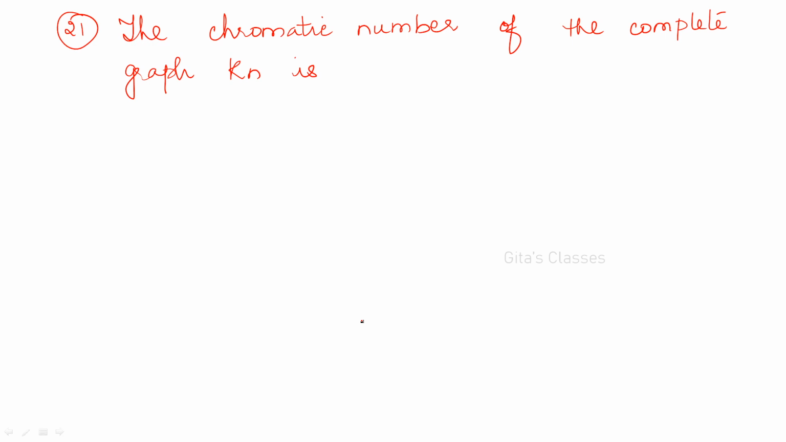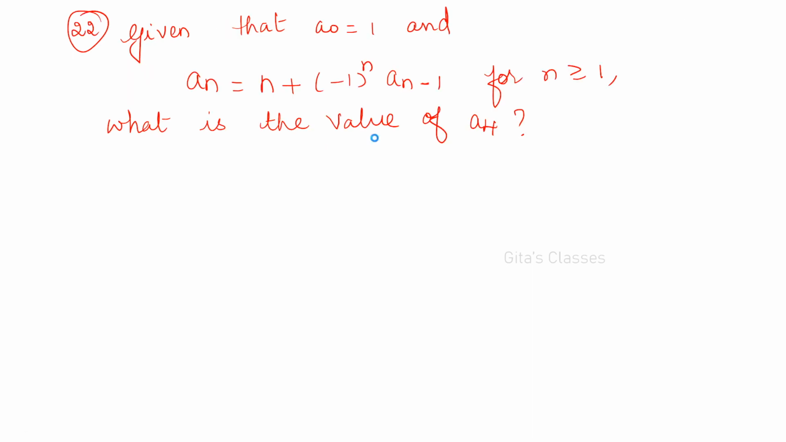Then chromatic number of the complete graph K_n. K_n is the complete graph. Complete graph means every vertex is adjacent to all the remaining n minus 1 vertices. So if you assign one vertex one color, all the remaining n minus 1 vertices should be assigned n minus 1 different colors. So the chromatic number of K_n is n. So n different colors should be assigned. Then only it is called proper coloring.